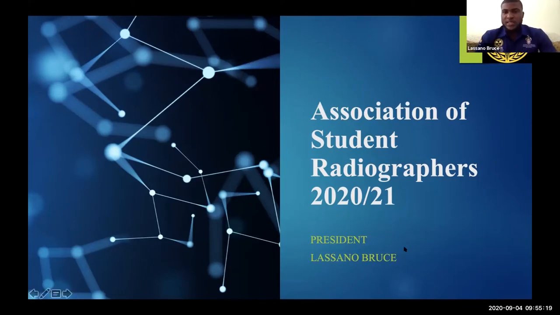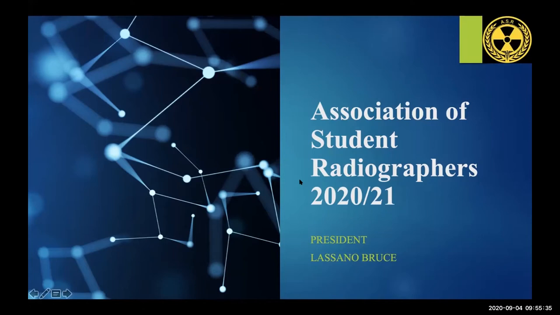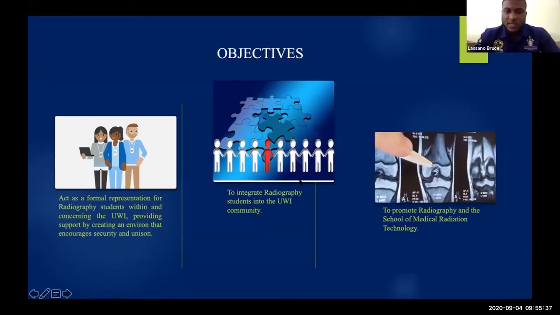So we know what SMRT is, which is the School of Medical Radiation Technology, but most persons will not know what ASR is. So I will give you a brief rundown of what it is. ASR stands for the Association of Student Radiographers. And some of our objectives include to act as the formal representation for radiography students within and concerning the university, and to provide support by creating an environment that encourages security and unison.